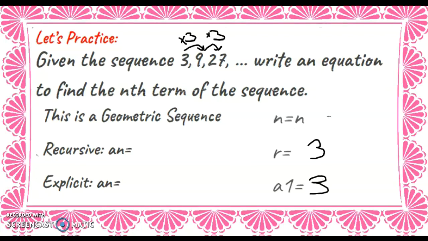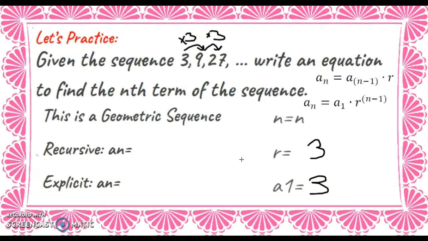And let's recall the formulas from before for recursive and explicit geometric formulas. So we recalled our formulas. We have a of n equals a of n minus 1 times r for the recursive formula. And then for explicit, we have a of n equals a1 times r to the n minus 1 power. Remember, for recursive, you need the previous term to know the next term. And for explicit, you only need to know the first term.